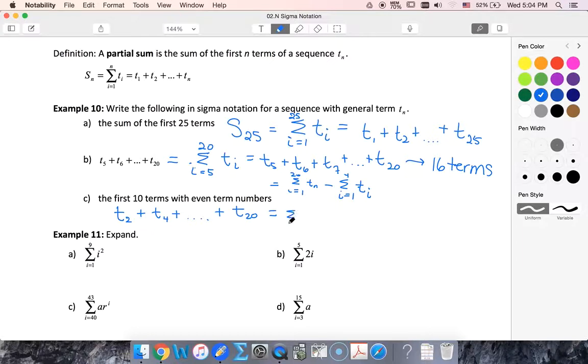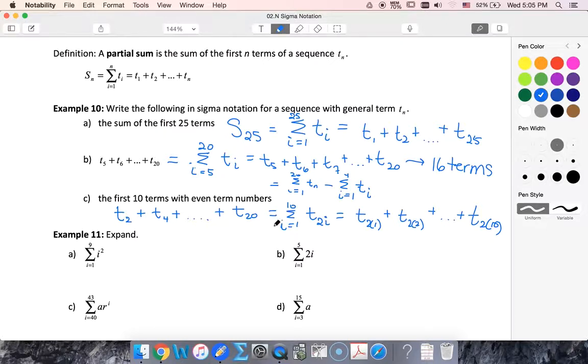So that's the sum. I'm going to start with i equals 1 and end with 10 to make 10 terms, but in this case I want my term number to be even, so I'm going to say 2i to make even term numbers. So remember, plug in 1. That would give us t sub 2 times 1 plus t sub 2 times 2 plus up to t sub 2 times 10, which is what I thought instinctively.